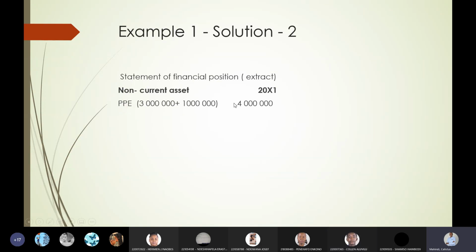Please do not abbreviate. This was just for the sake of saving space in this example, but you will write property, plant and equipment. The total value of your property, plant and equipment will be shown as 4 million. You will not show the individual components separately. You just present the carrying amount in the statement of financial position. You add all your PPE together and show it as one line item.